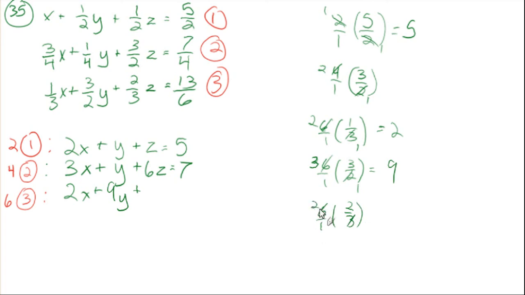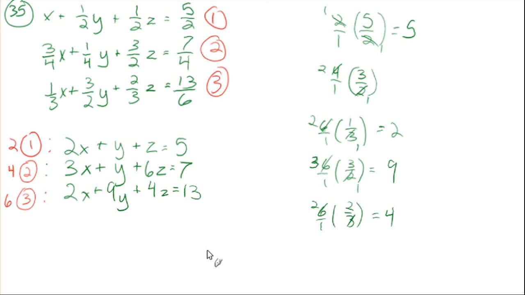Cancel out the factors of 3, this will be 2. 2 times 2 is 4. That'll be plus 4z equals 6 times 13 over 6, so it'll just cancel out the 6's and we'll be left with 13. Okay, and we'll just leave it at that.